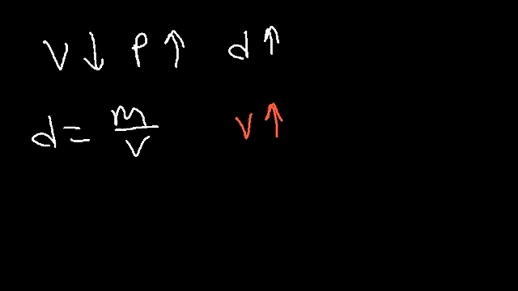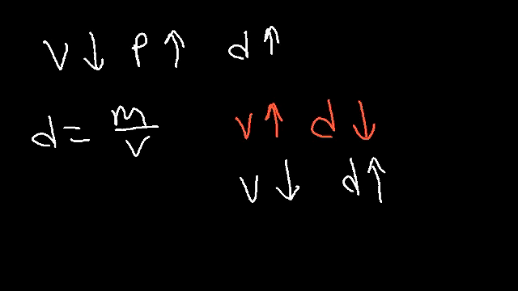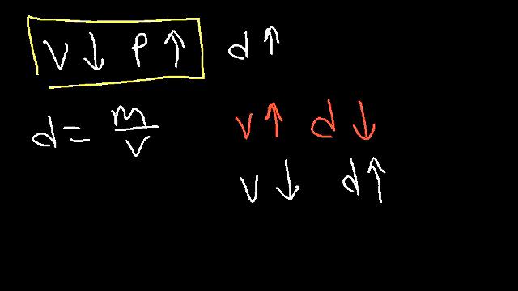denominator of a fraction, the entire value of the fraction goes down. So since the value of the fraction goes down, the density goes down whenever you increase the volume. So if you decrease the volume, or if you decrease the denominator of a fraction, the value of the fraction goes up, so density goes up. And we can see that here. If you decrease the volume, according to Boyle's Law, pressure goes up, and so the density will go up as well.